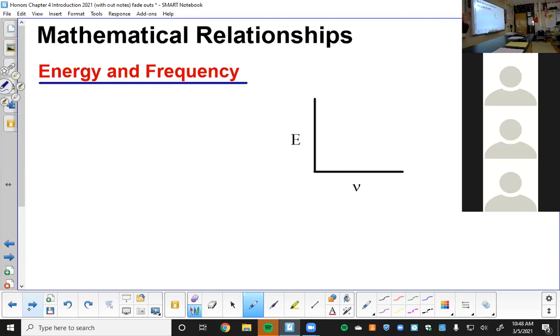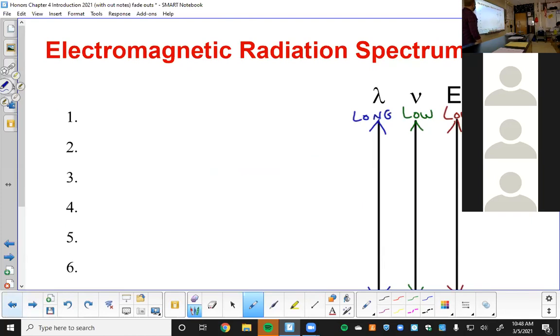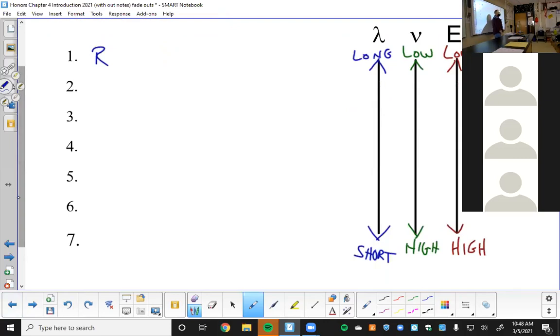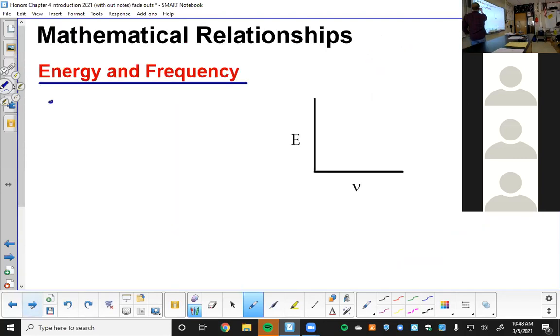So when it comes to energy and frequency, if I actually were to go back, radio waves and gamma rays down there at the bottom. In terms of energy and frequencies, you'll notice that they go low together, and as they go higher, they get higher together. So they're always going in the same direction with each other. So those two variables have to be a direct relationship.